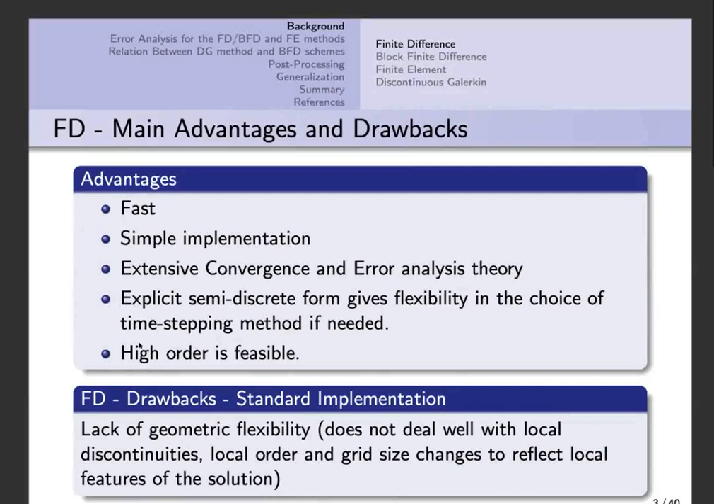As for the drawbacks, for the standard implementation of this method, there is a lack of geometric flexibility, meaning that the method doesn't deal so well with local discontinuities. And as well, local order and grid size cannot change in order to reflect the local features of the solution. So this is, for example, one drawback that we would like to overcome.